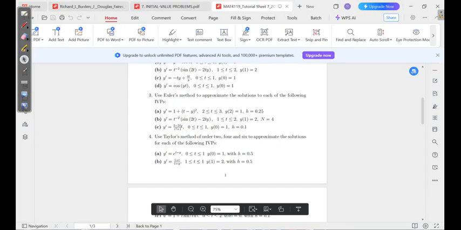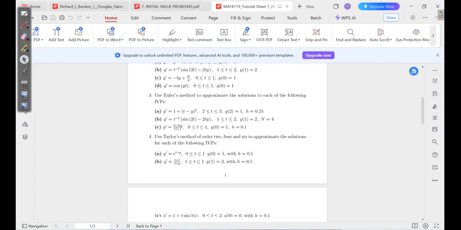So let's now get to look at IVPs. We look at question 3 of this worksheet right here. Okay, so which says use Euler's method to approximate the solution to each of the following IVPs. Okay, so I'm going to begin with question 3a.